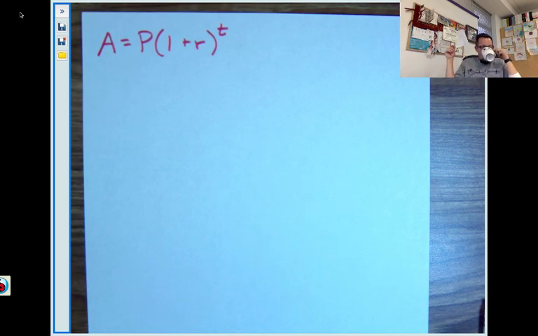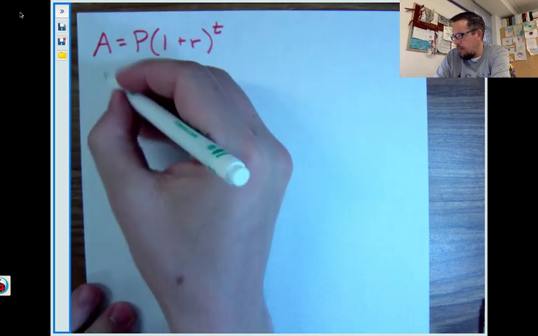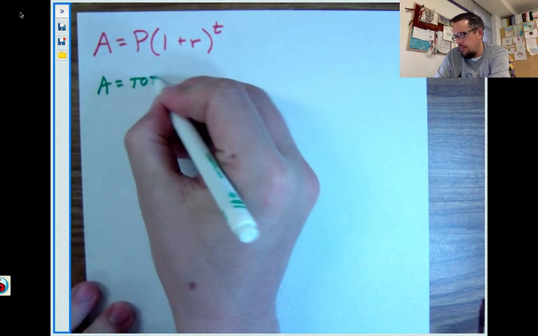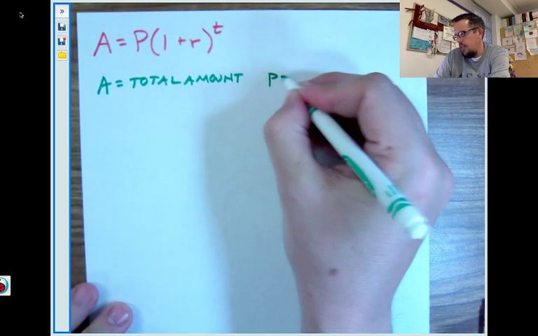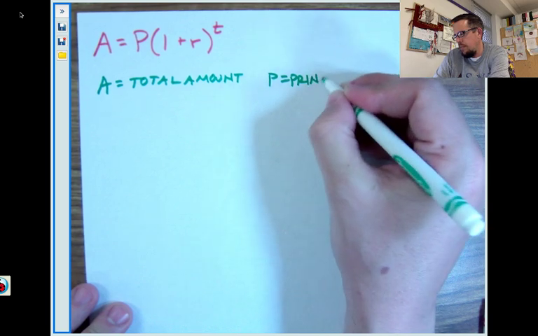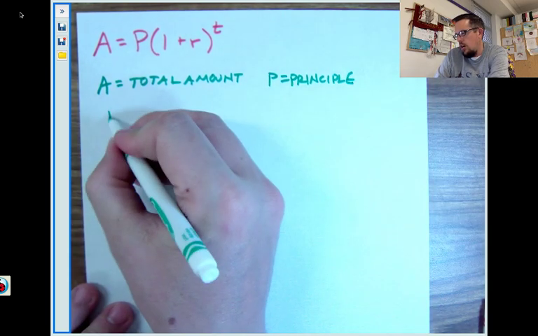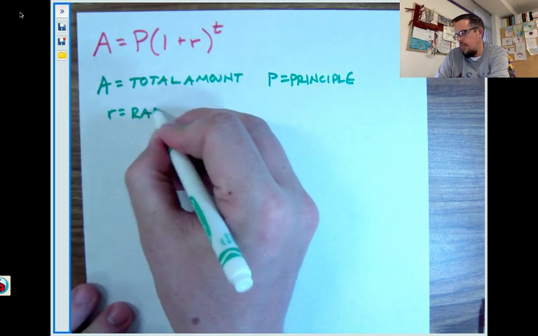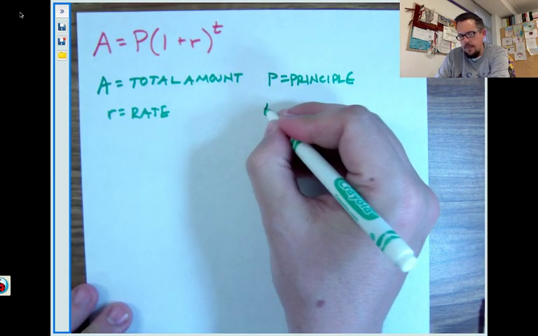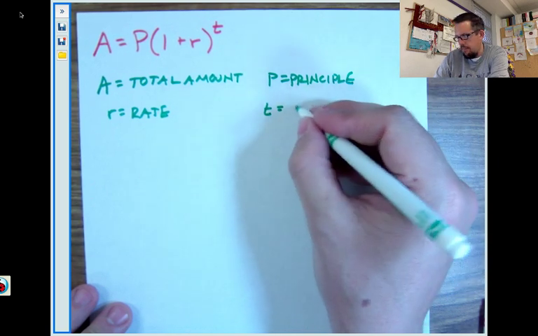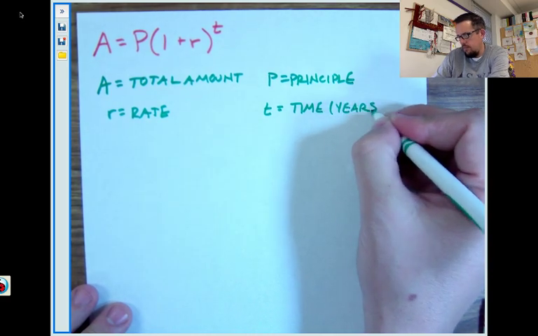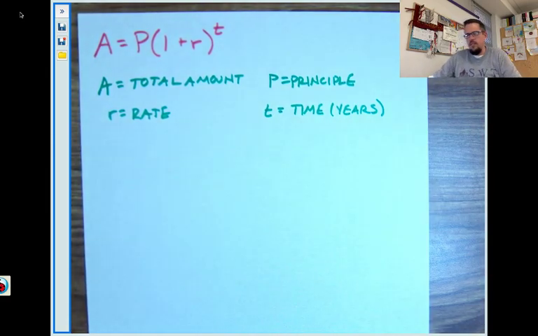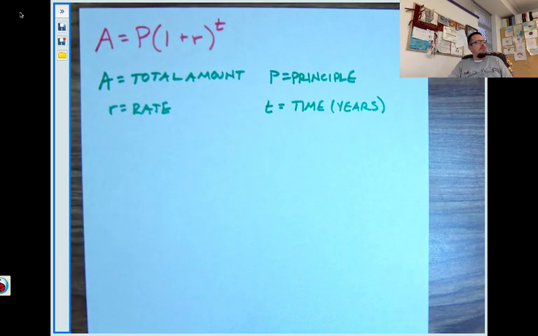So, in this compound interest formula, let's talk a little bit about what each one of these letters mean. A is your total amount. P is your principal, meaning the amount that you invested. R is your interest rate. And T is your time, usually in years. As a matter of fact, I can't think of a time when it wouldn't be years.